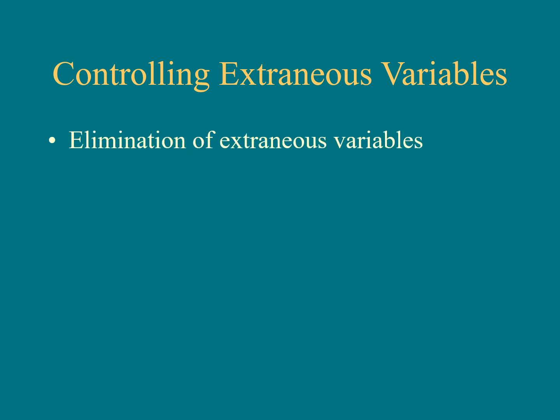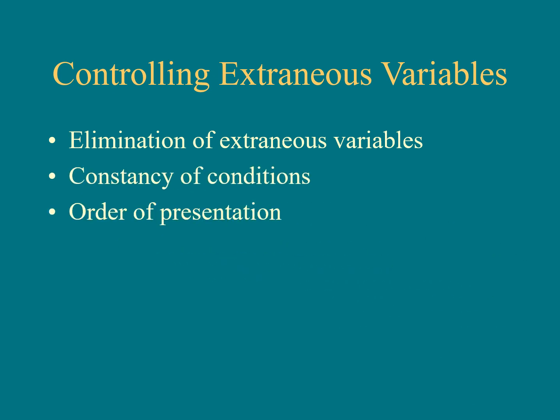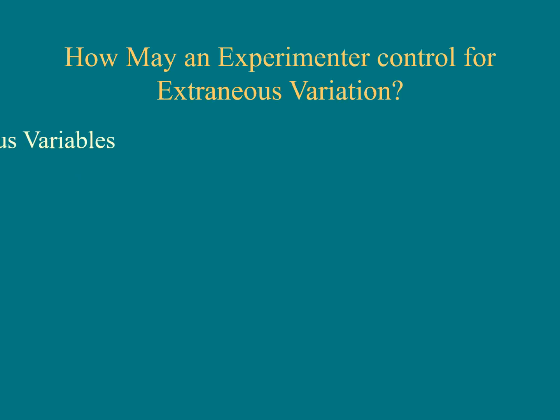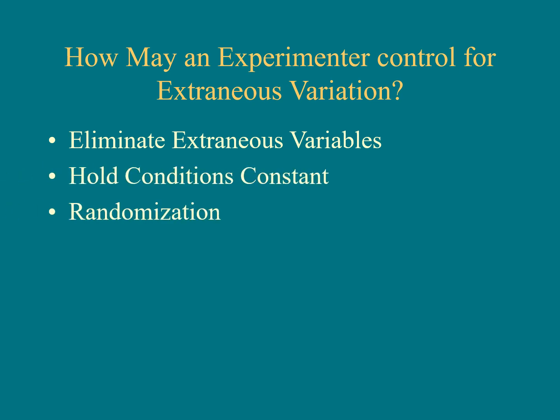Controlling extraneous variables. The next factor is elimination of extraneous variables. We can control extraneous variables by eliminating them with the help of consistency of conditions, order representation, blinding, and random assignment. The next factor is to eliminate extraneous variables, hold conditions constant, and we can do randomization with the help of matching subjects as well.